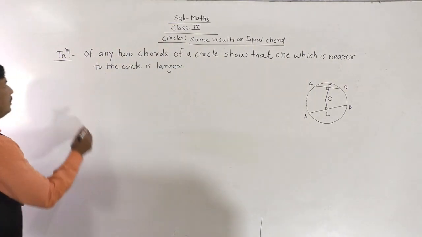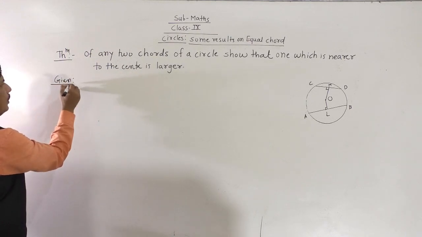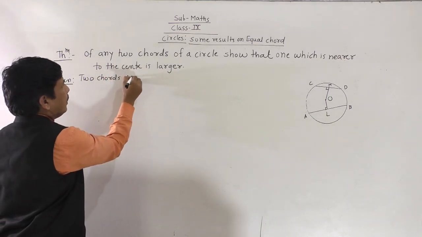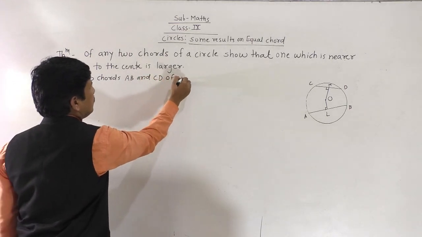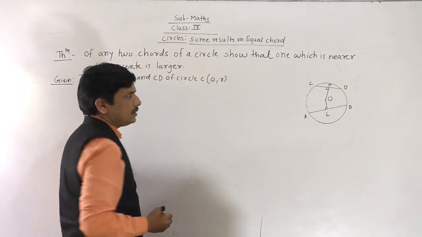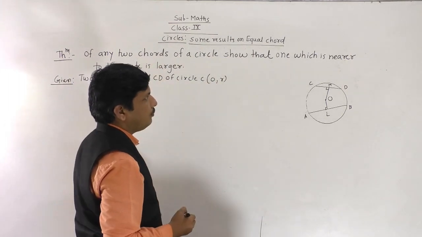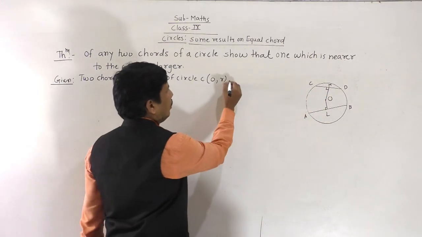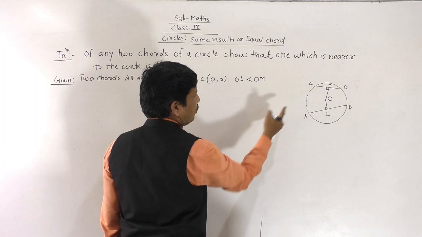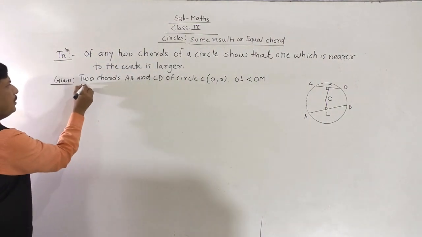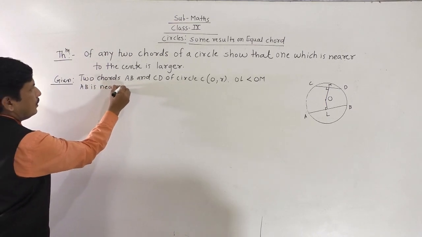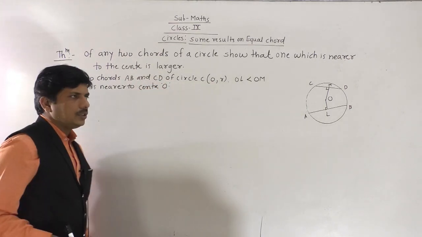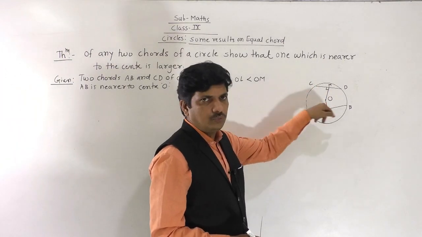Okay, so here first we will write the given things. Two chords AB and CD of a circle with center O. Of the two chords, the one which is nearer, AB, is nearer to the center. Why? Because OL is smaller than OM, so AB is nearer to center O than CD.